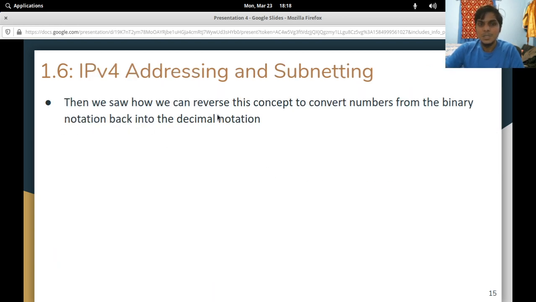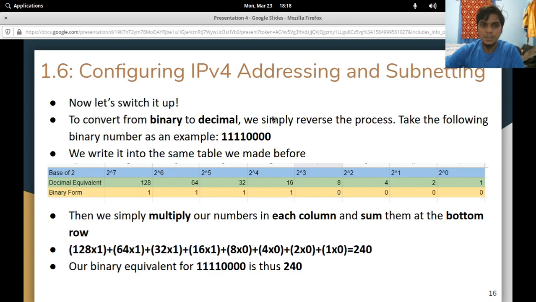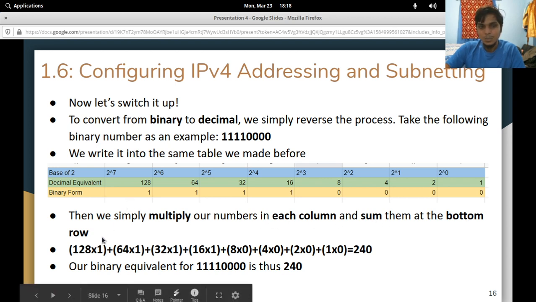Right, and of course we saw how we can reverse this concept to convert numbers from the binary notation back into the decimal notation. So that was what this slide was explaining. To convert from binary to decimal, we simply reverse the process. Take the following binary number as an example. So 4 1s and 4 0s. We draw up the same exact table, and we just put our 4 1s and 4 0s, and then we just start multiplying. So we simply multiply our numbers in each column and sum them at the bottom row. So 128 by 1, plus 64 by 1, plus 32 by 1, plus 16 by 1, plus all of these numbers here by 0, which will basically give us 0. And we just sum all of these things to get 240 in decimal.